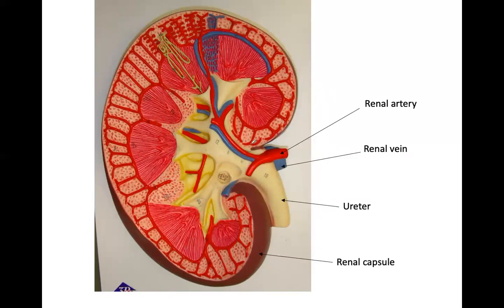The two main blood vessels that enter and exit your kidney are, respectively, the renal artery entering and the renal vein exiting. The tube that collects the urine from your kidneys is the ureter, which we have seen multiple times already. There is also a protective thick fibrous layer around the kidney, which is referred to as the renal capsule. So that's what you see as that brownish layer covering the kidney.